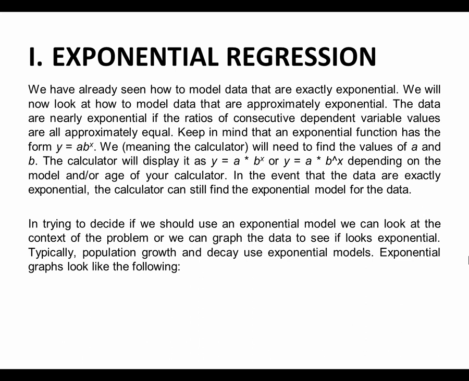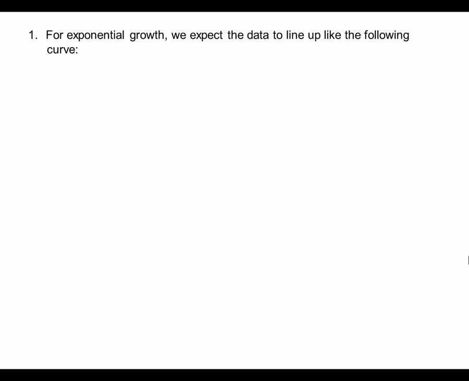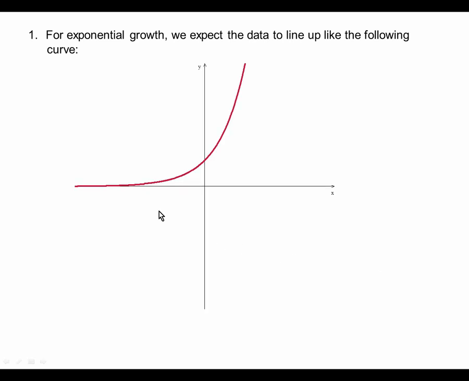Now, in the next slide, we're going to look at exponential growth and exponential decay again. So, for exponential growth, we expect the data to line up like the following curve. More or less like that, which means in the beginning, it's not growing very fast, but after a certain point, it grows really fast. Notice this is increasing concave up, which means that the rate at which it is increasing is also increasing.